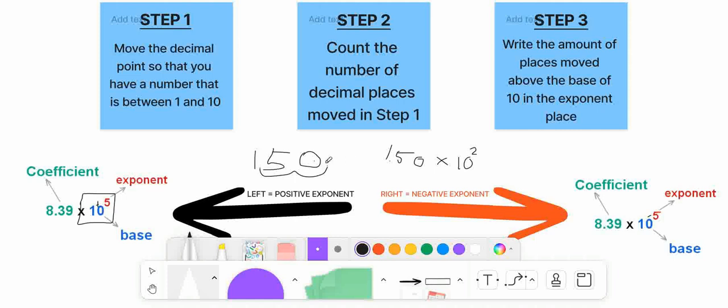So we moved this way, right? So that means in this rule, that left is equal to positive exponent. So we have to remember that. It's an important rule. So that means that the 2 stays as it is since it's already positive.